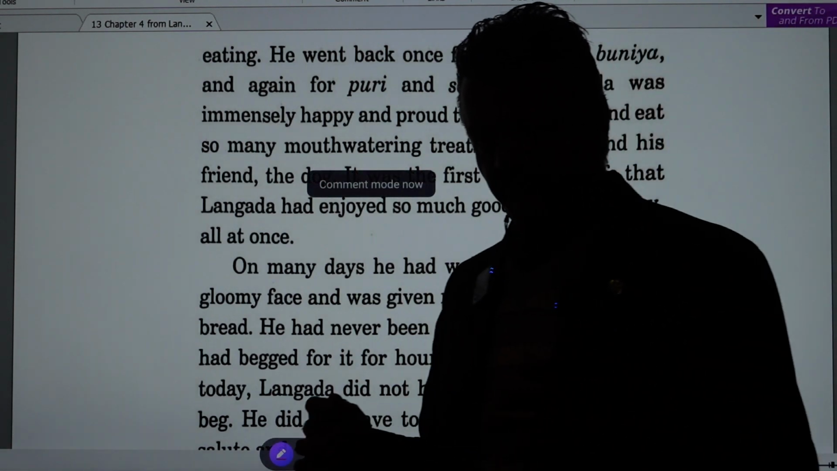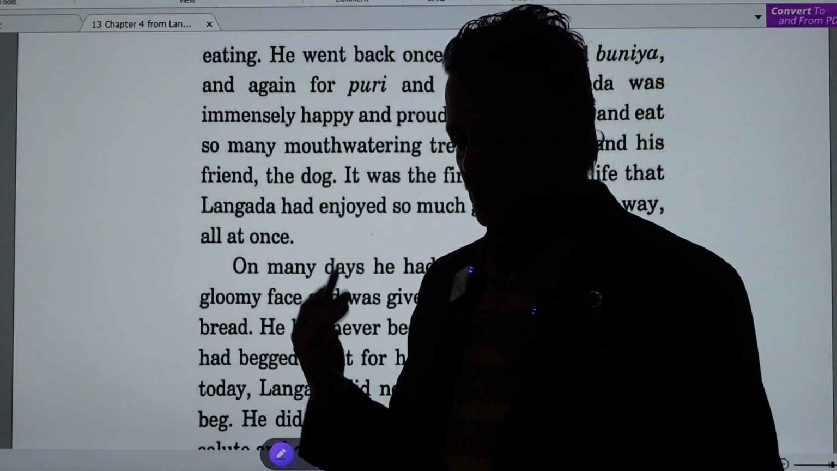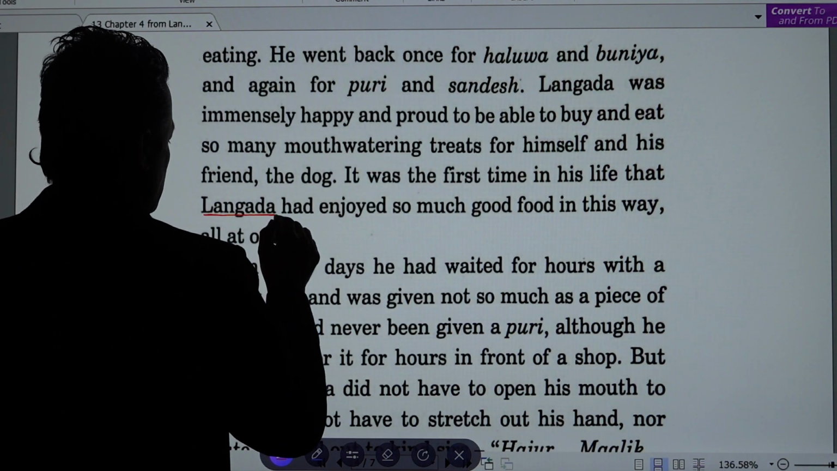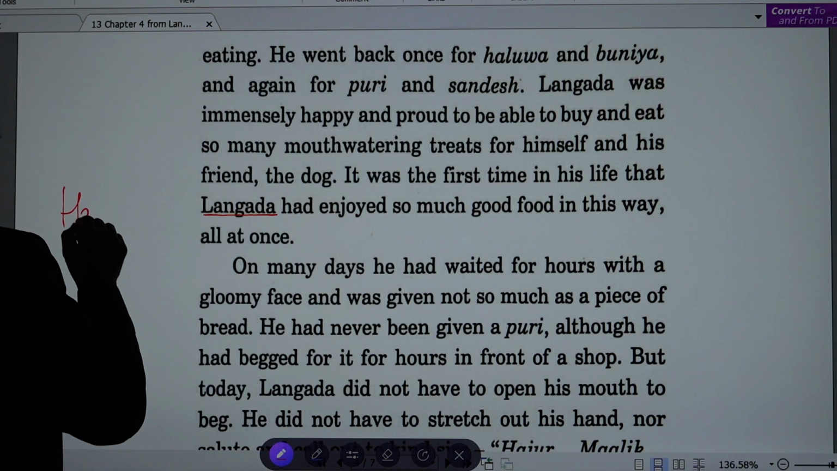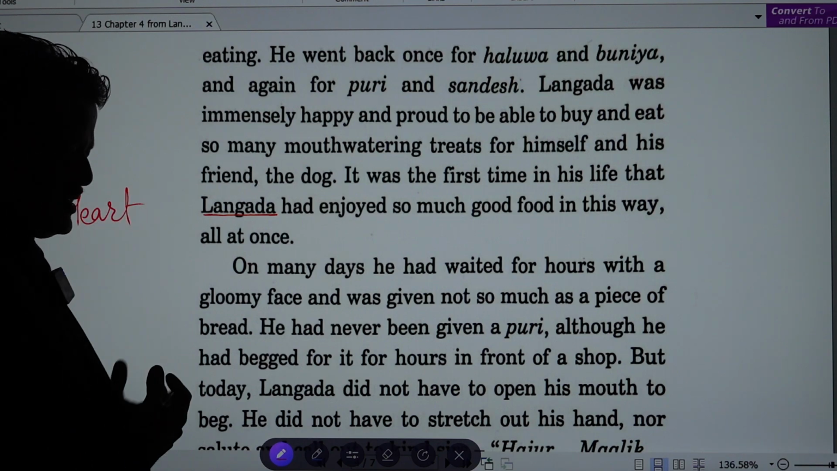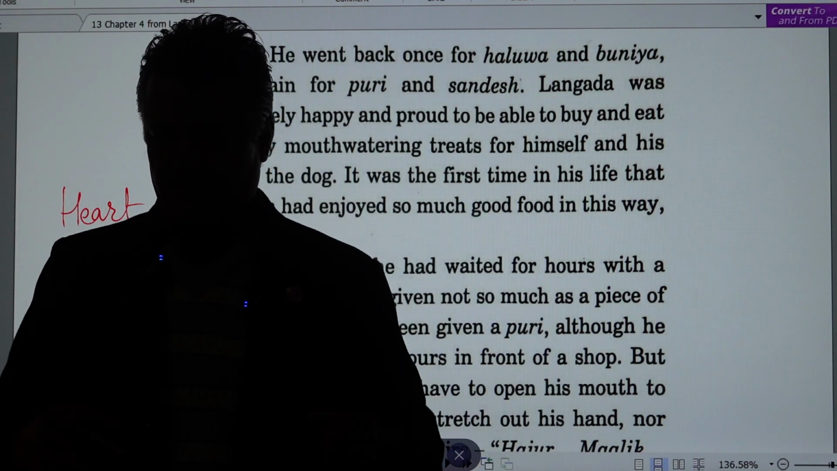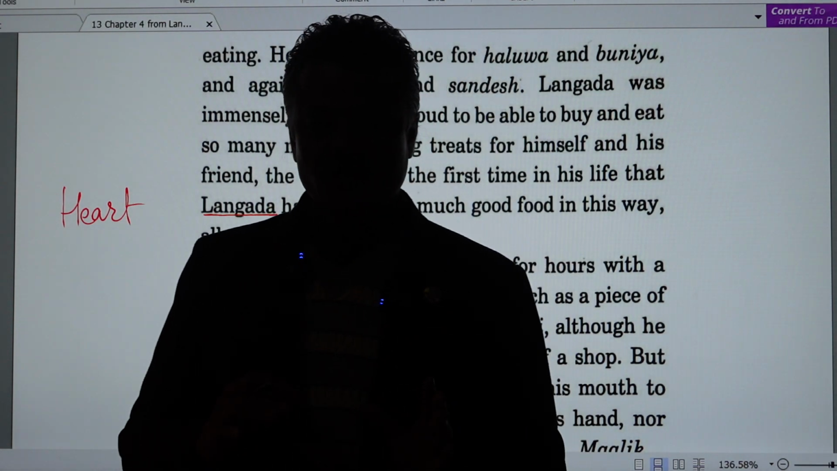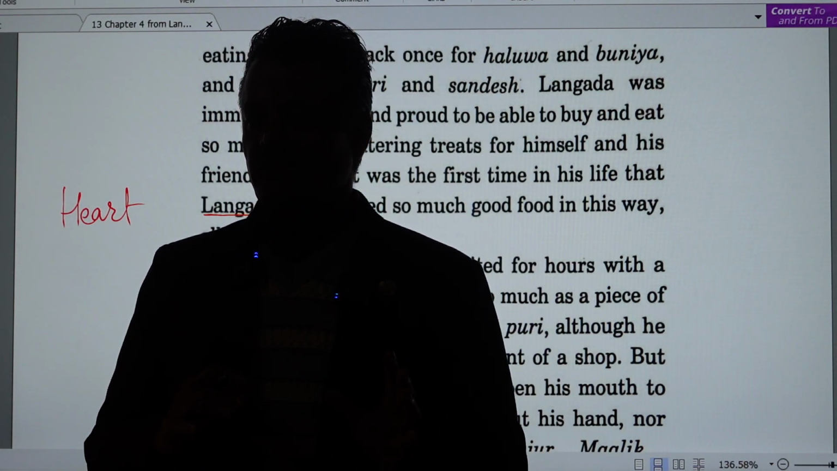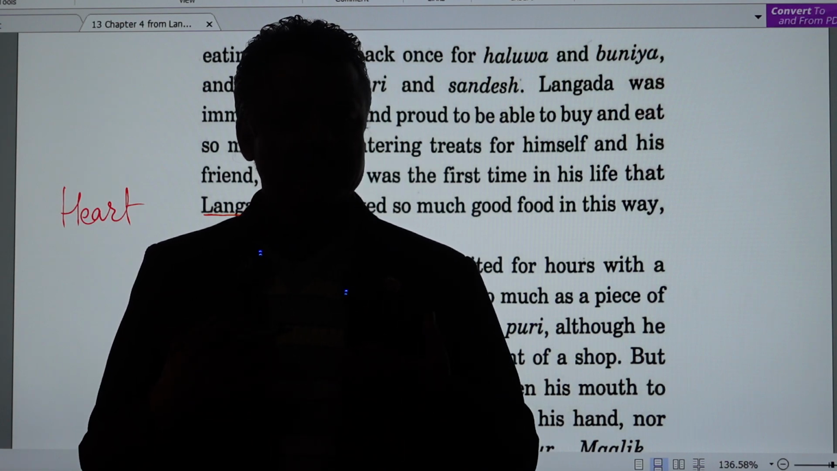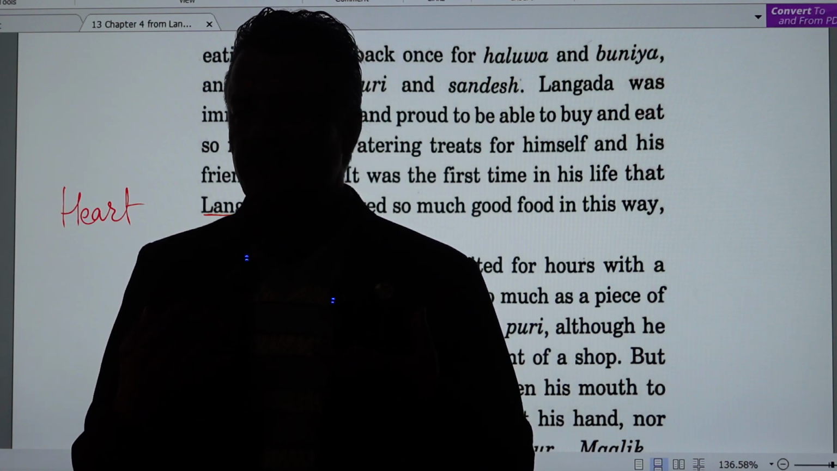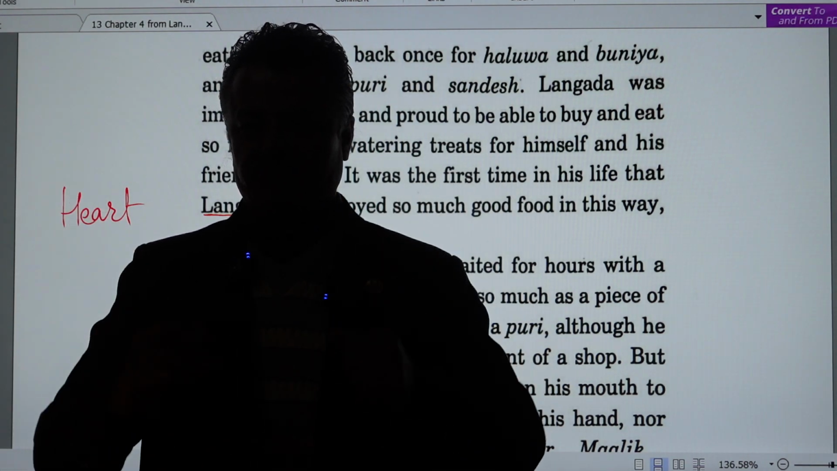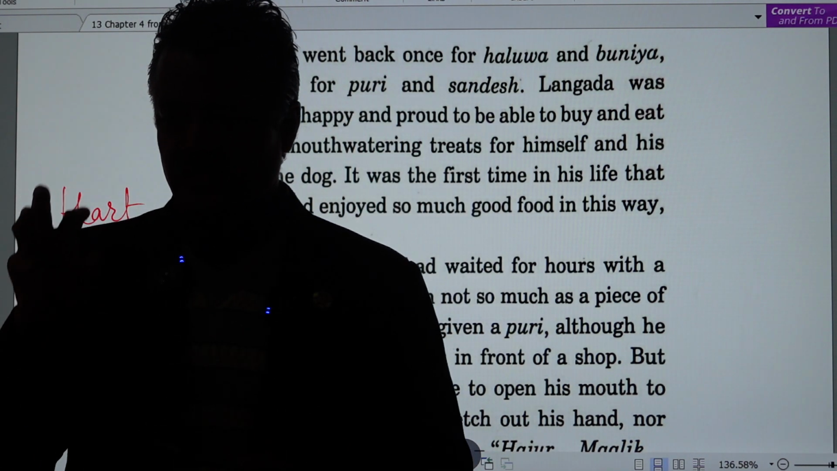As I read this paragraph to you, what comes in my mind is, look, this cripple's heart. His heart is very generous. He has no money. He is poor in money, but he is very, very rich in terms of kindness. Real richness is not money. Real richness is generosity.